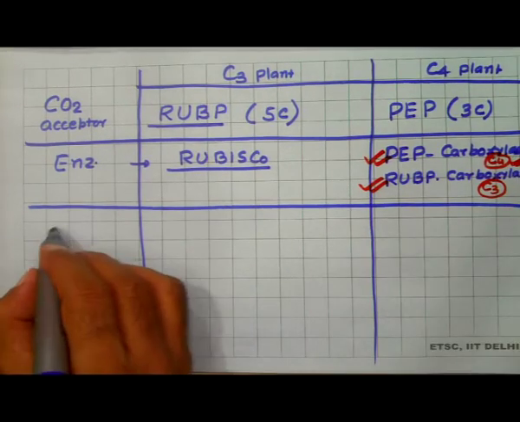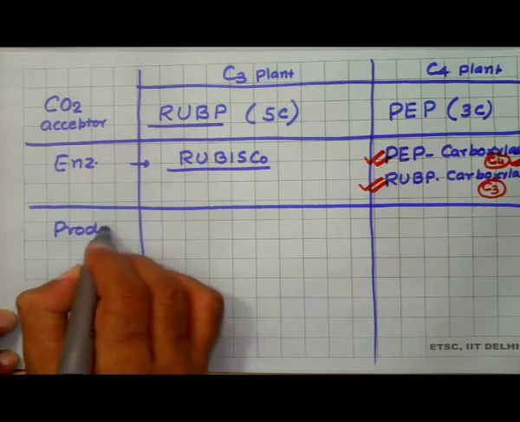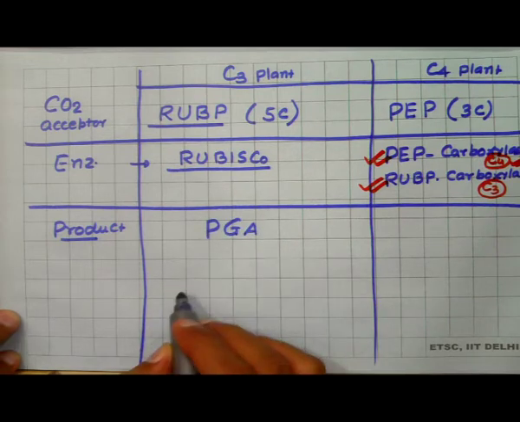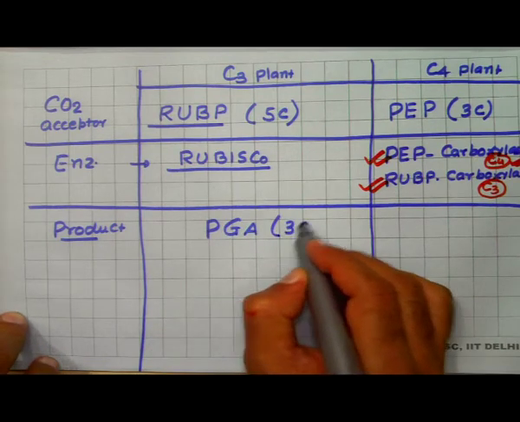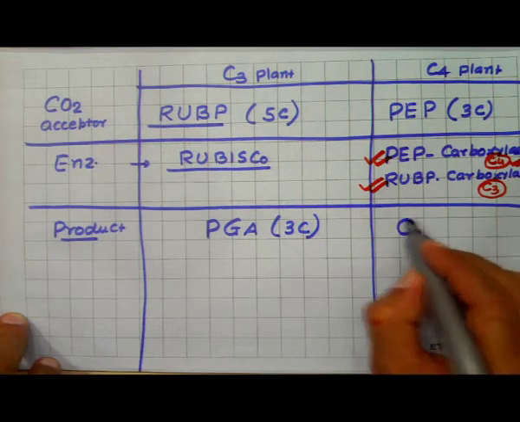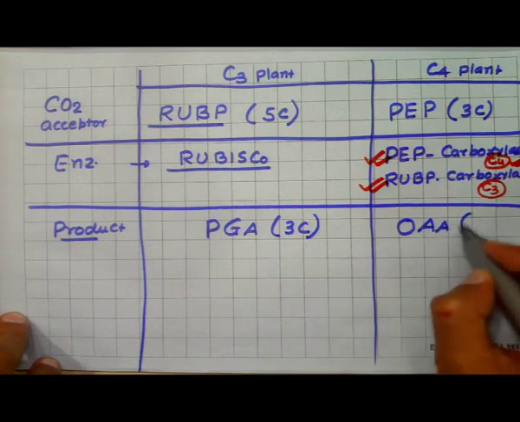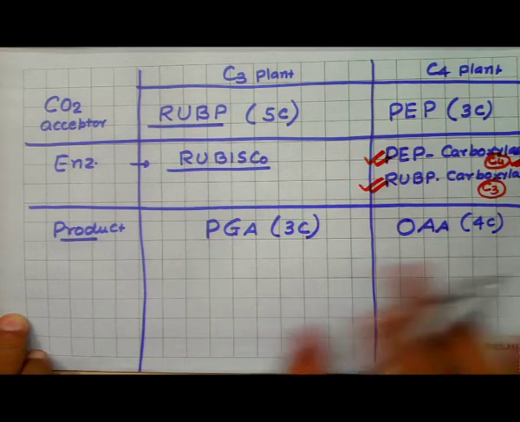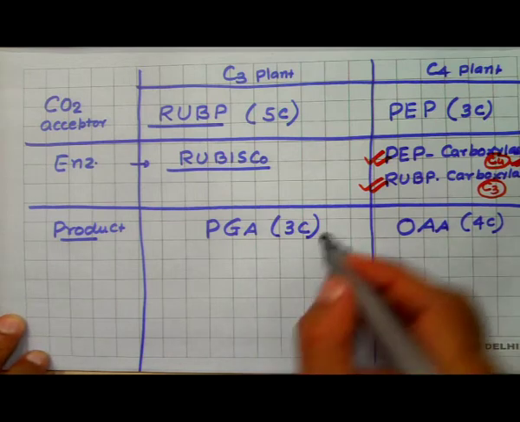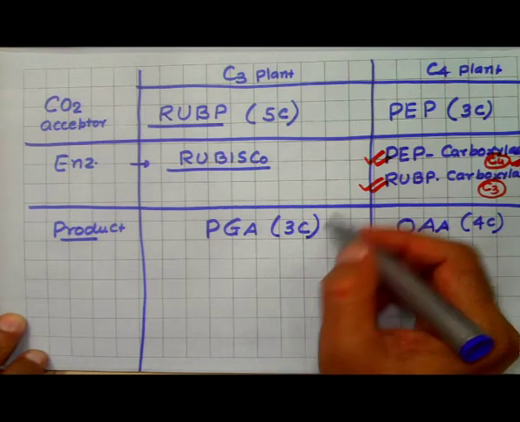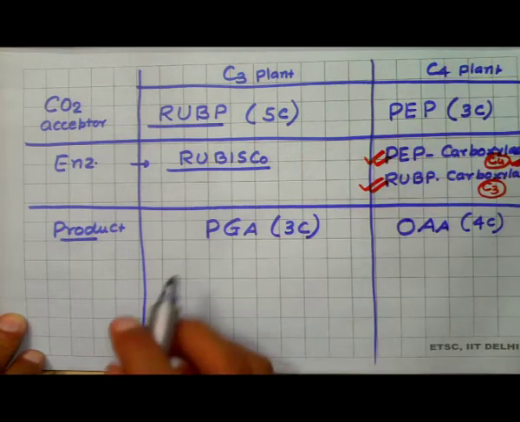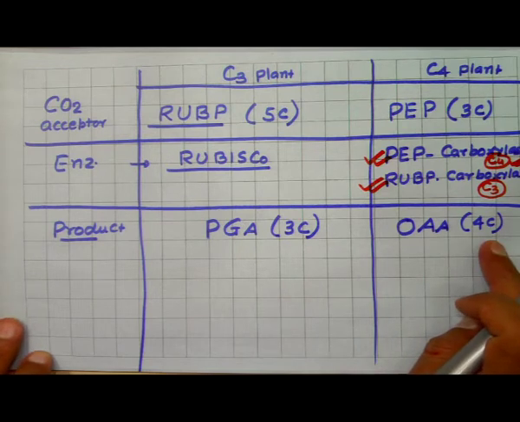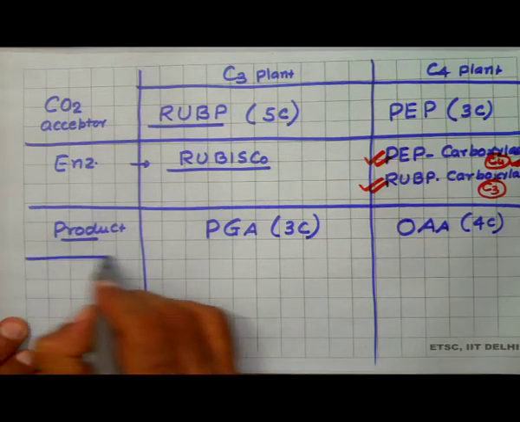Most important point, the product. Here the first stable product is PGA, phosphoglyceric acid, we have already discussed. It is a carbon 3 compound. Here the first stable product is oxaloacetic acid, which is a 4 carbon compound. So, on that basis, carbon 3 and carbon 4, the name of the cycle or the name of the plant: this one is the C3 plant, this one is the C4 plant, this cycle is called the C3 cycle and this cycle is called the C4 cycle. Okay.